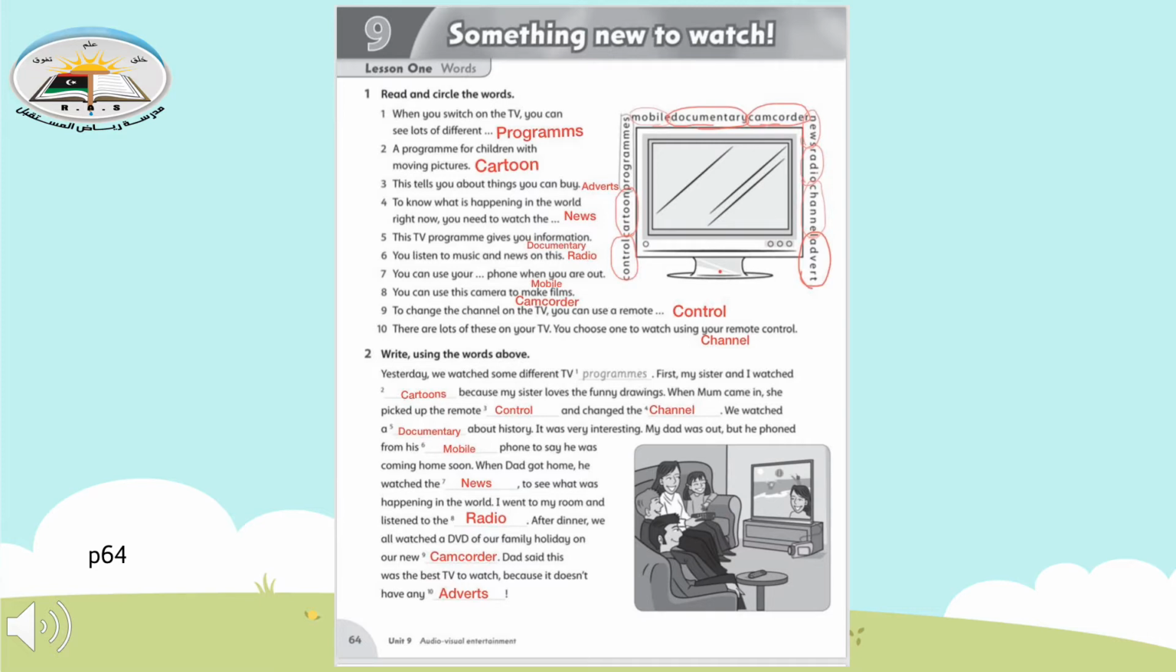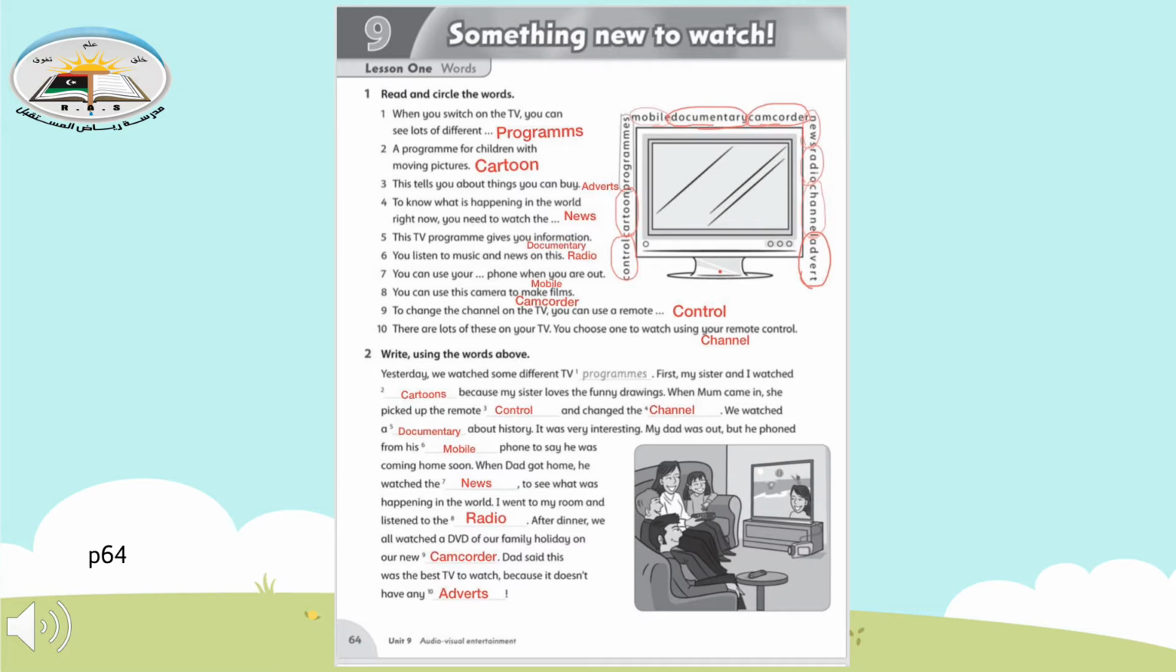We're going to read some definitions of words we took in Unit 9. We're going to read the definitions and then we have a picture of a TV. Next to the picture, we have some letters. Those letters make words. You're going to circle the words you find next to the TV, and then match them to definitions that we already have. So the first definition, when you switch on the TV, you can see lots of different... The answer is programs. Try to look for programs next to the TV.